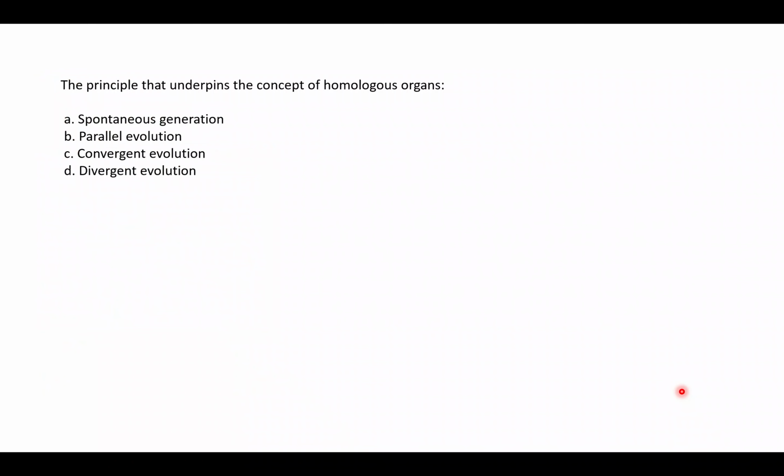So the principle that underpins the concept of homologous organs is what? Spontaneous generation, parallel evolution, convergent evolution, or divergent evolution? Homologous organs. Yes. Okay, so you people are following. Good. So homologous organs are associated with divergent evolution. Since they originated from the same ancestor, they have homologous organs, but they diverged to accommodate different functions.